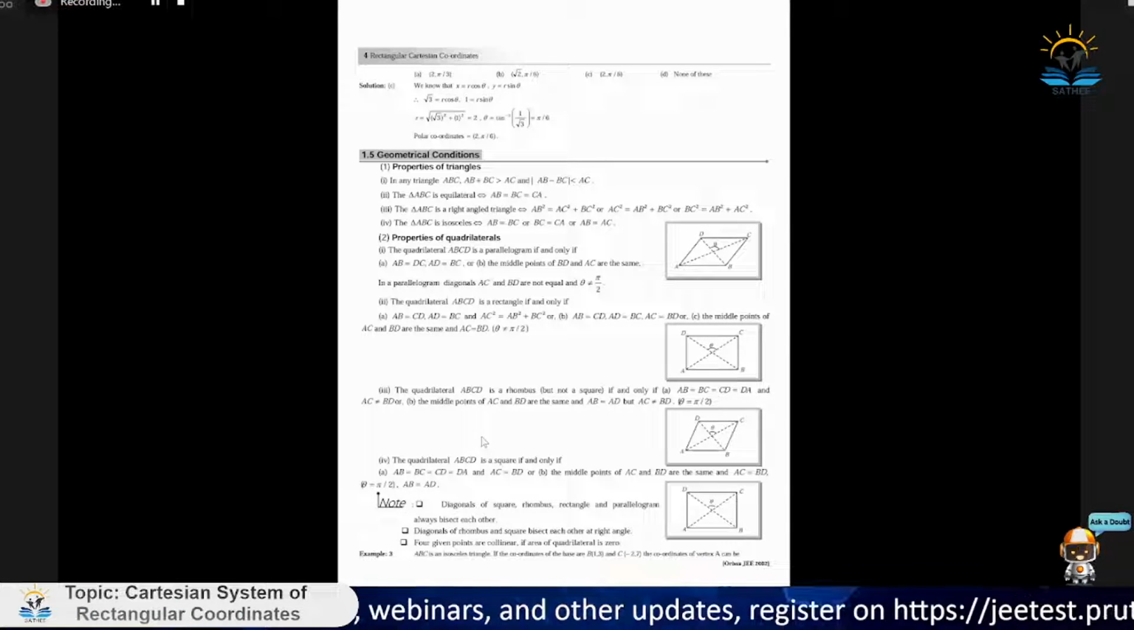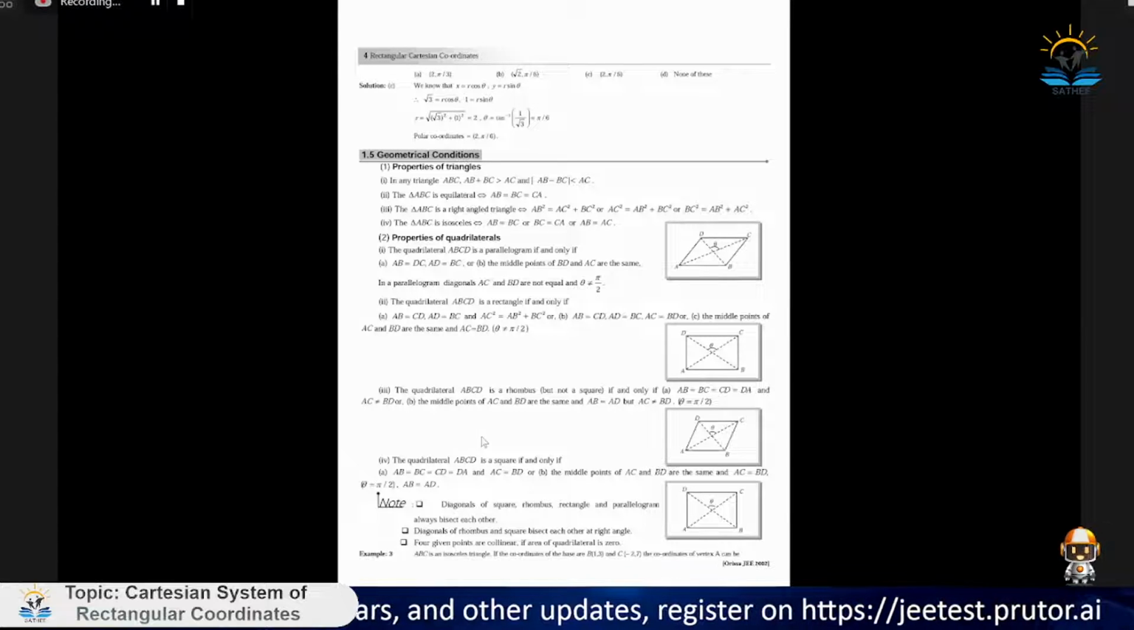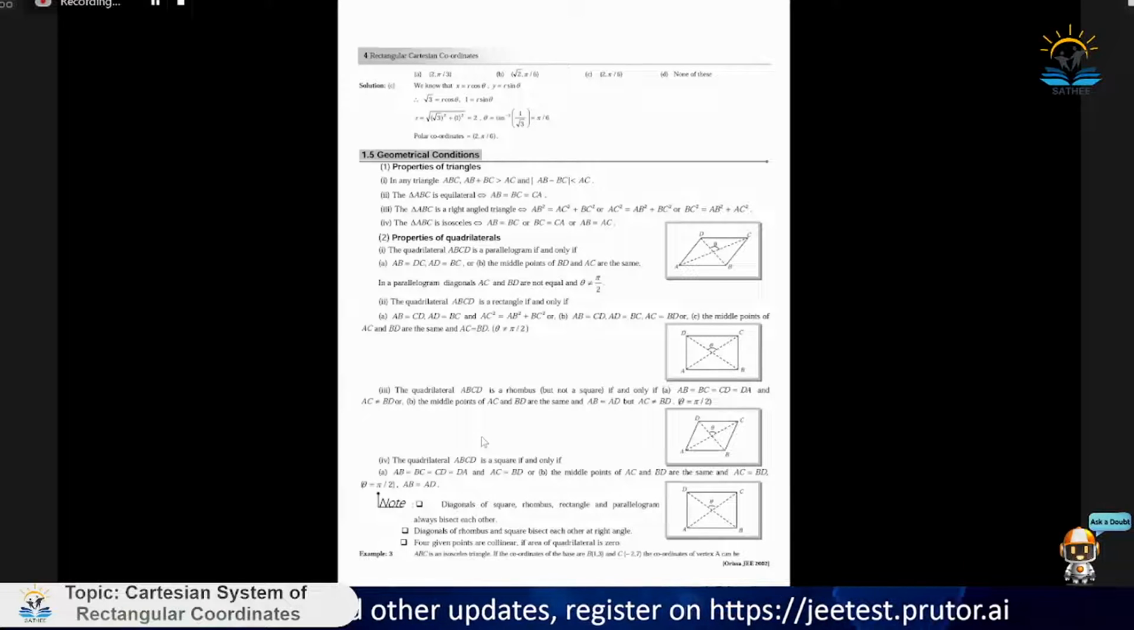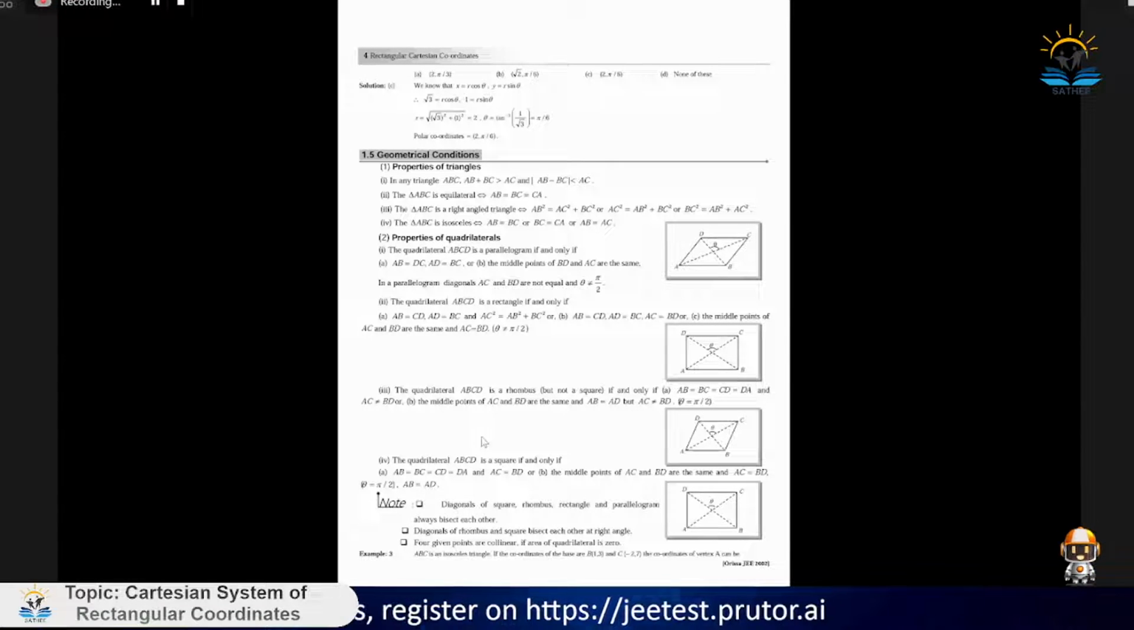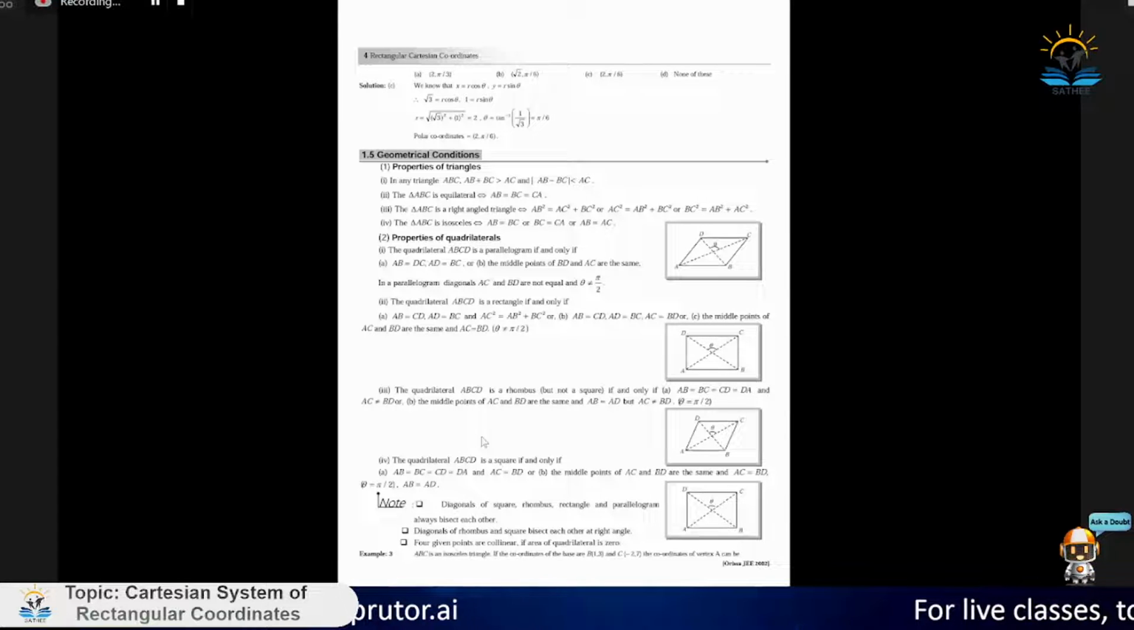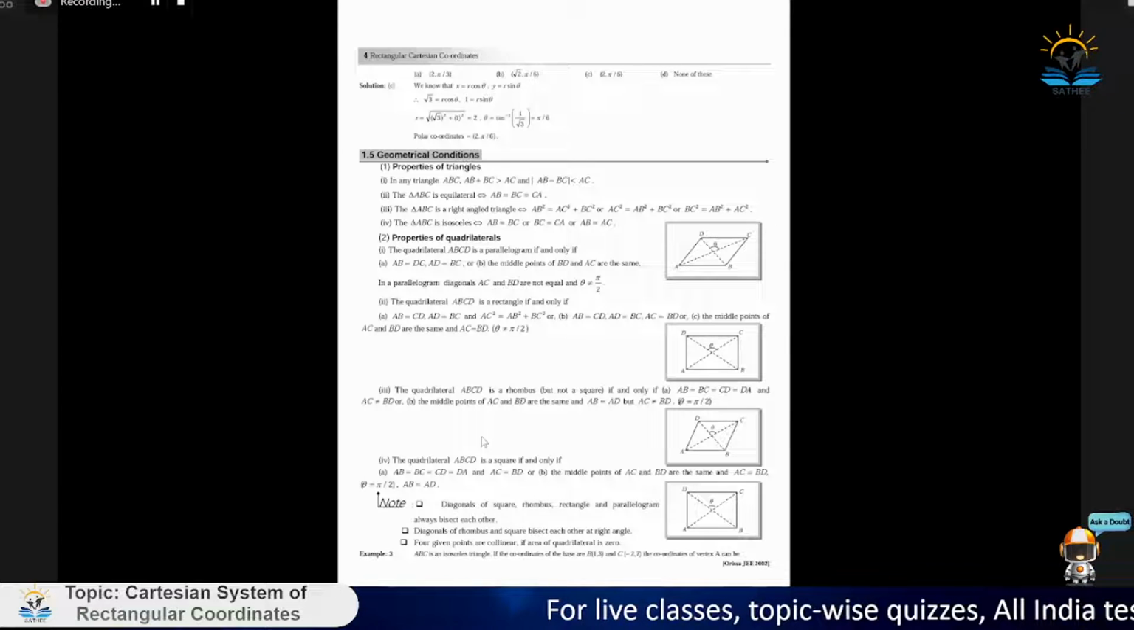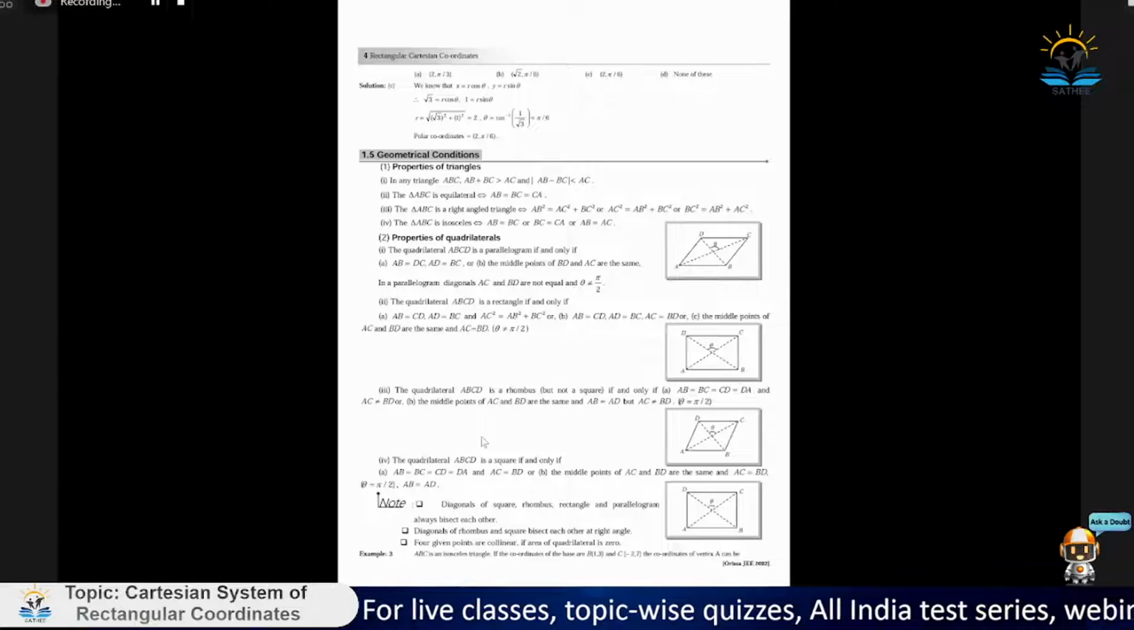And if any quadrilateral is known as a rhombus, which is not mentioned as a square, then all sides should be the same and the diagonal lengths should not be the same. And the midpoint of AC and BD, which is nothing but the diagonals, should be the same. And AB should be equal to AD, which is nothing but the sides should be equal, but the diagonals shouldn't be equal. And the angle made by the diagonals should be 90 degrees. And if it is a square, it should be 90 degrees and the diagonal lengths should be the same. So by this, we'll close the properties.